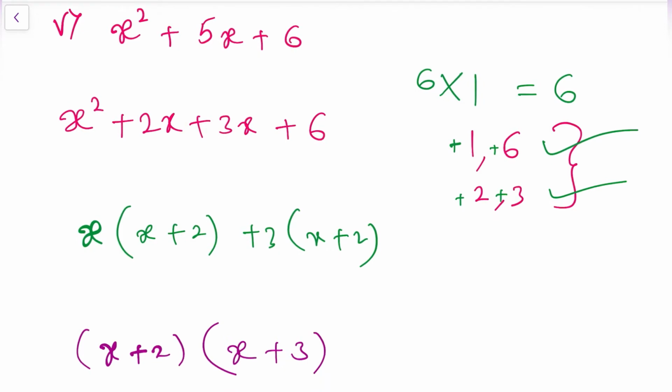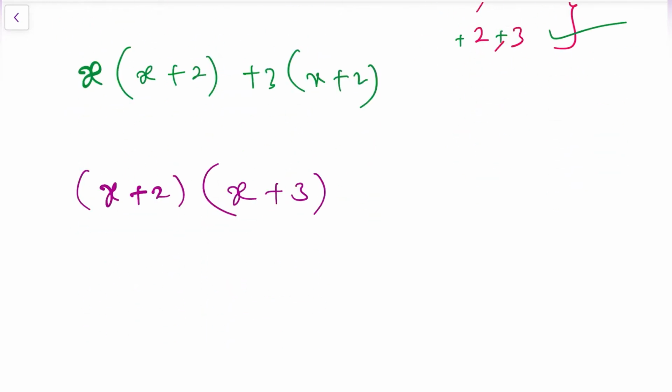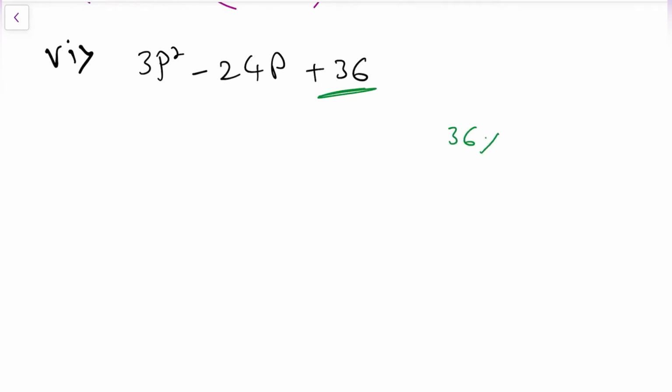Next, let us move to the sixth question. Sixth question is 3p square minus 24p plus 36. Again, this also I am going to simplify by using splitting the middle term into two terms. Multiply the constant and p square coefficient. Here constant is 36 into p square coefficient is 3.